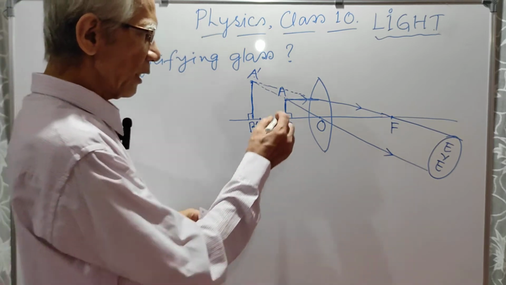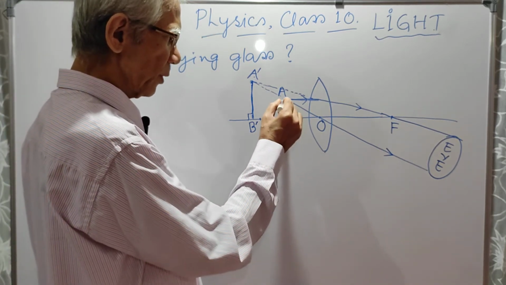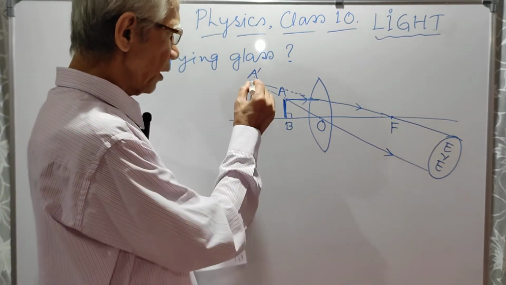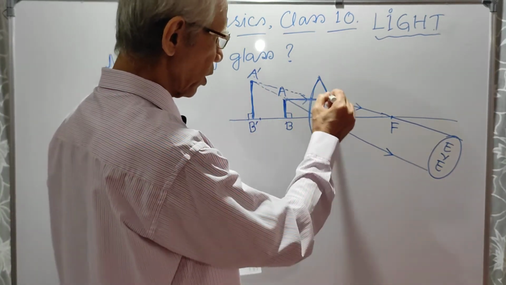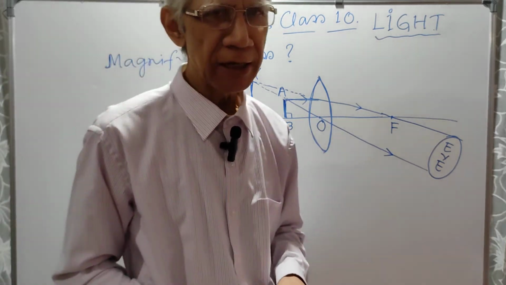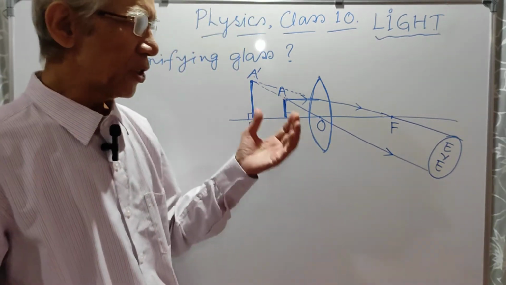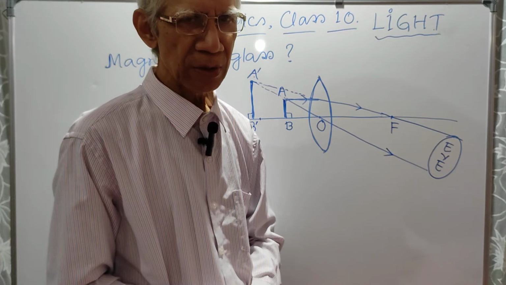So, this is how the letter AB, the object, has been enlarged, has been magnified. And this lens is working as what? As a magnifying glass. So, this is how a magnifying glass works.